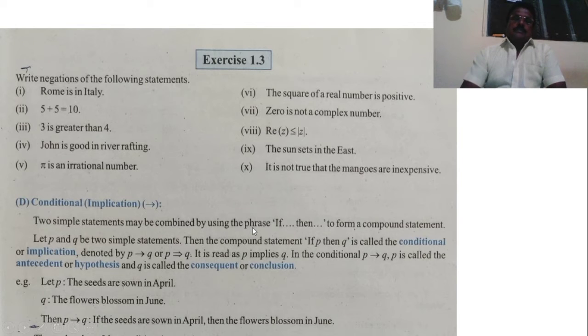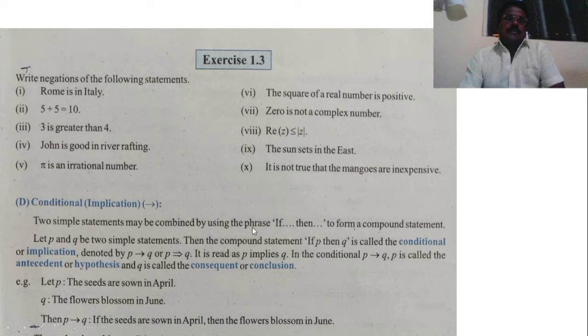Next, we have to see exercise number 1.3. Write negation of the following statements. First statement: Rome is in Italy. Write its negation: Rome is not in Italy.